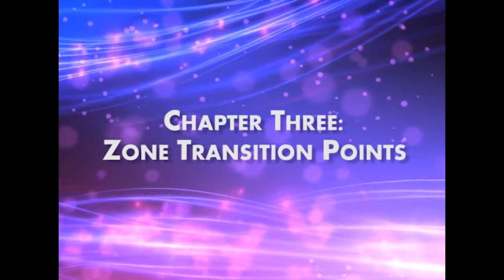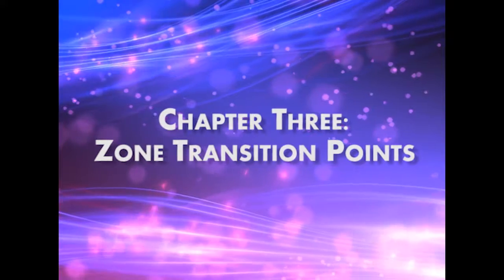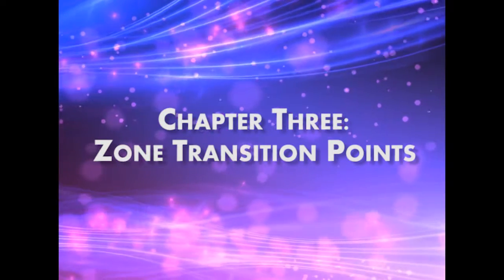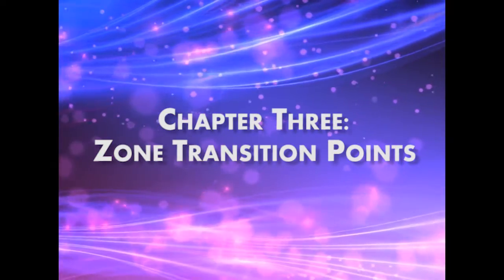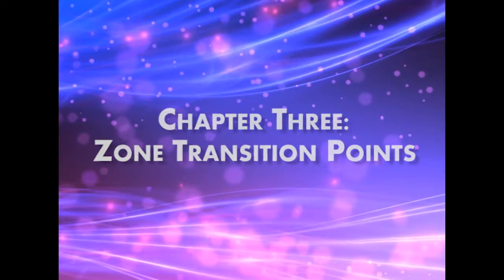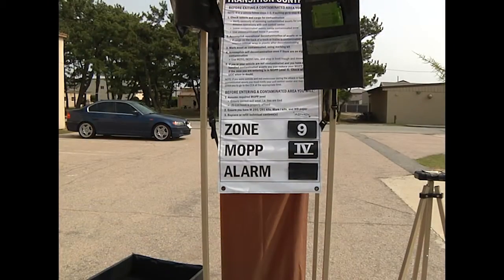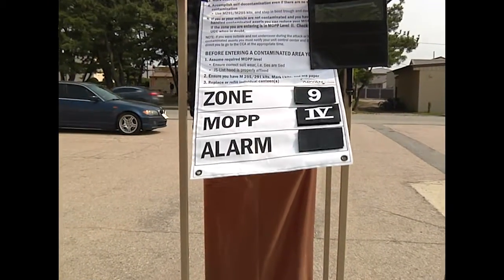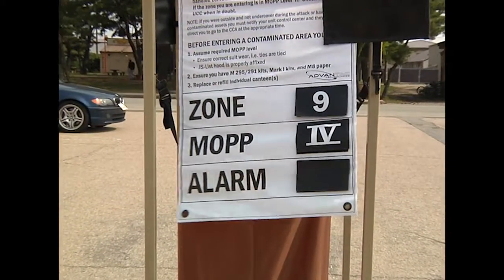Zone transition points, or more commonly referred to as ZTPs, are entry control points between chemical zones. ZTPs help to control the movement of mission-critical equipment and personnel between contaminated and uncontaminated zones. In order to cross into different chemical zones, personnel must process a ZTP.